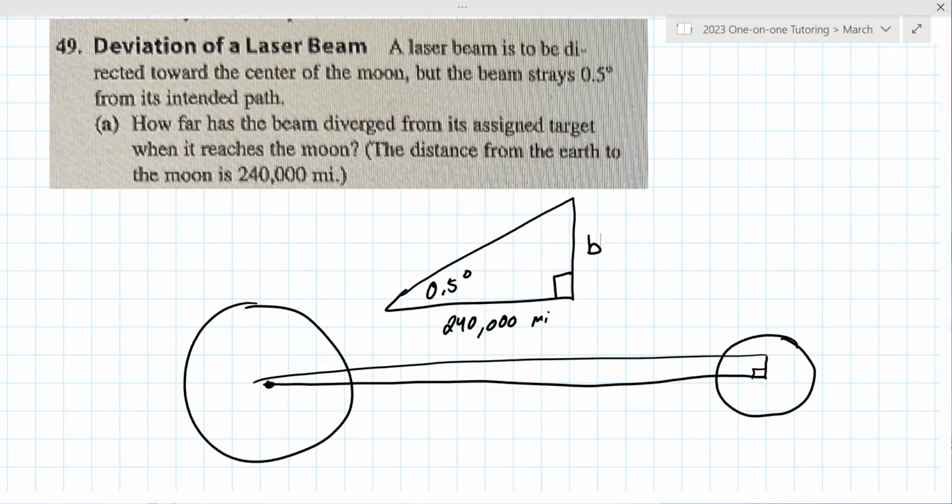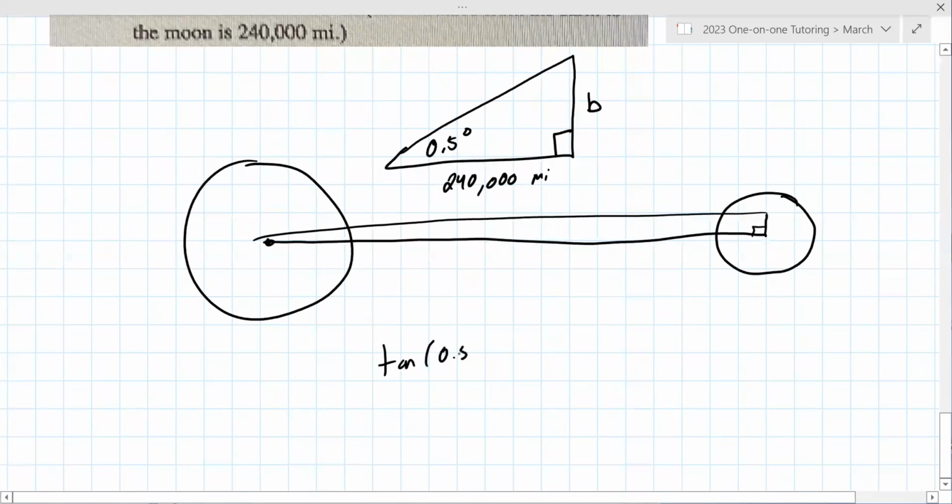This one's really tough because you probably aren't used to seeing problems with laser beams. Ladder problems and the height of a tower are going to be more standard. We want to solve for the leg of this triangle, and we're given the angle and the adjacent side. What trig function should we use? Probably tangent. So it's the tangent of 0.5 degrees equals b over 240,000.